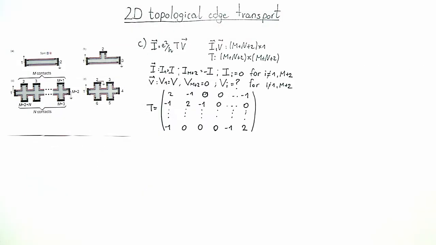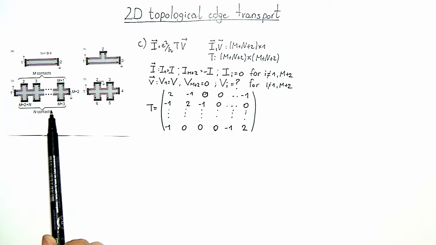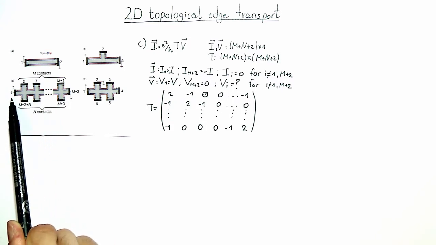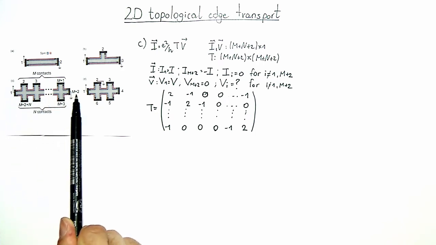Now let's move on to the generalized device geometry, which is sketched here in C. So here we have a device in which we inject a current in contact 1, ground this contact, which has the index m plus 2.